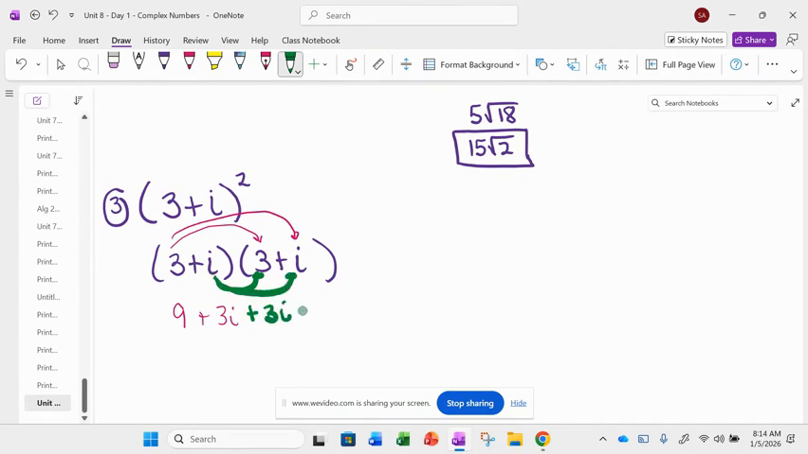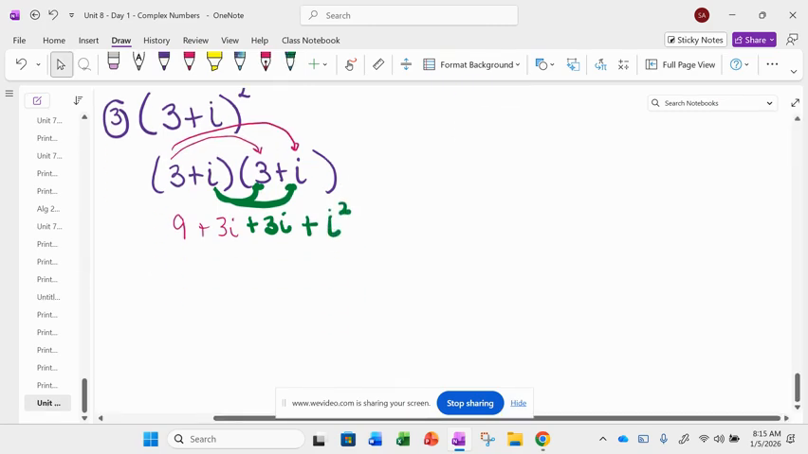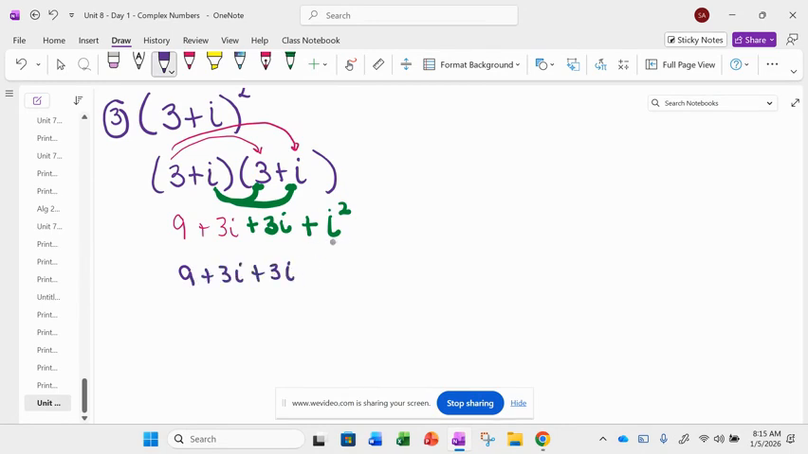i times i is what? Yeah, it's an i squared. So now we're going to have 9 plus 3i plus 3i, but then we have i squared, which is a -1. We have to remember that. So now we combine our like terms. 9 minus 1 is 8. A 3i and a 3i is a 6i.